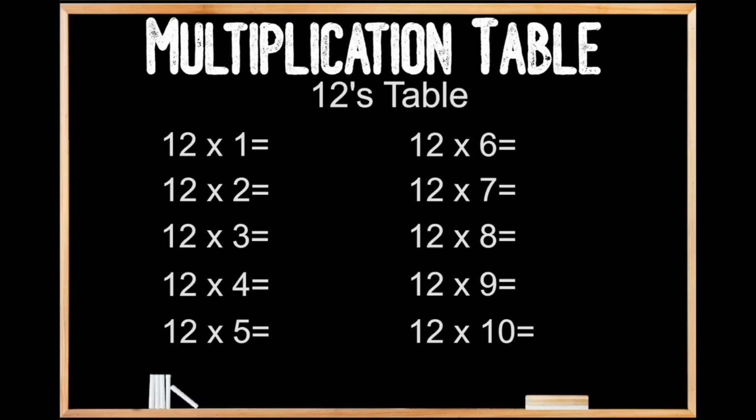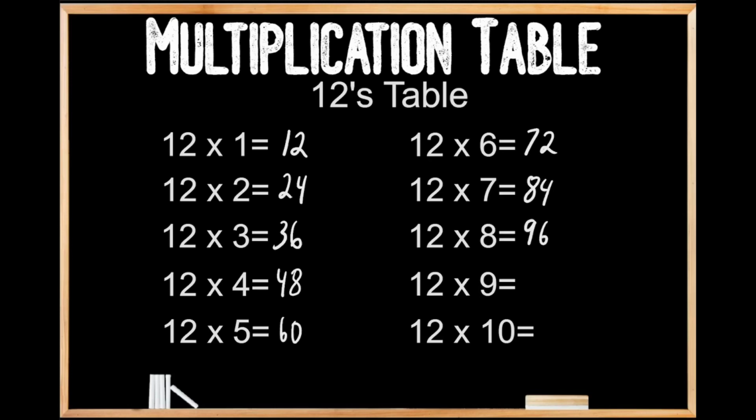12's table. 12 times 1 is 12. 12 times 2 is 24. 12 times 3 is 36. 12 times 4 is 48. 12 times 5 is 60. 12 times 6 is 72. 12 times 7 is 84. 12 times 8 is 96. 12 times 9 is 108. And 12 times 10 is 120.